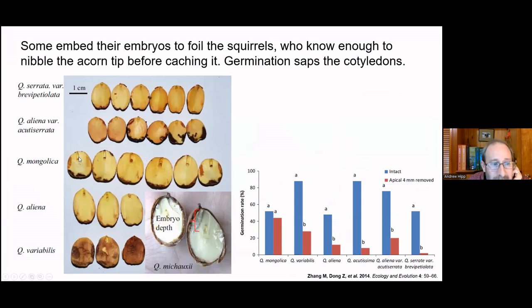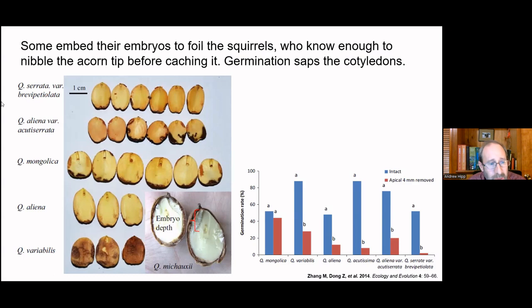They'll embed the seedling that's at the very tip of the acorn deep into the cotyledons. And this is because squirrels know enough that they know that some of the acorns that they're going to want to cache or hide in the ground germinate readily. So the white oak acorns, for instance, begin to germinate right away when they're hidden in the ground, or if you even find them on the trail.